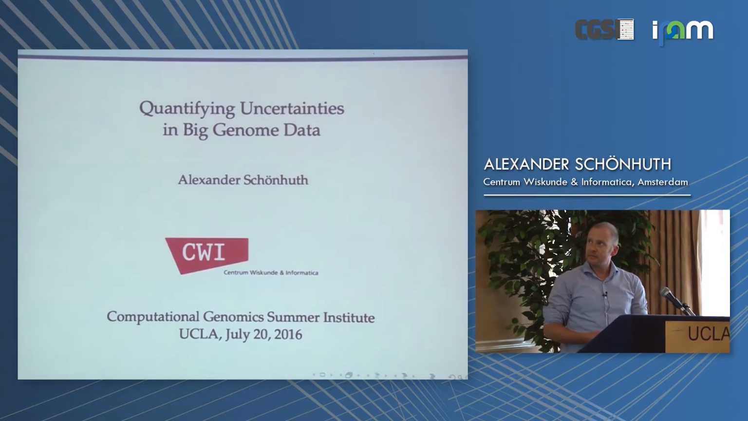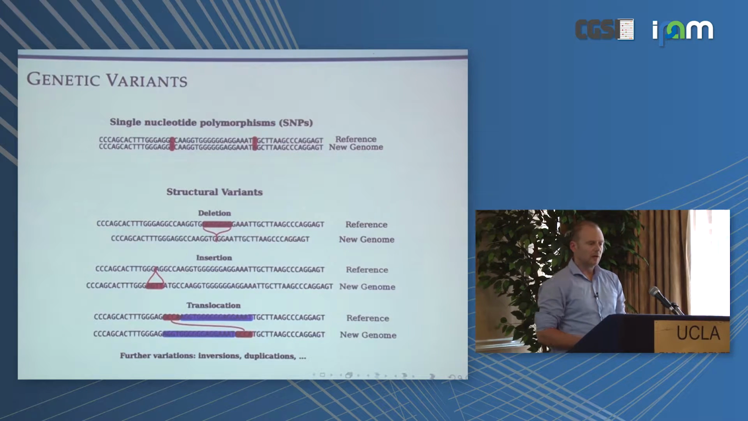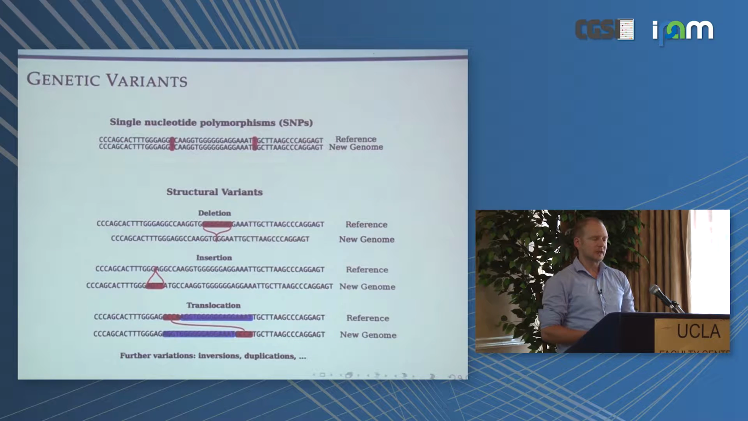Okay, so this is about stuff I'm really familiar with, and it's about quantifying uncertainties in big genome data. First of all, this is about discovering genetic variants in the first place, and also about something else, if I have time, but I doubt I will. But here it is about data concerning structural variants, in particular deletions and insertions, where I have been specializing in the recent past.